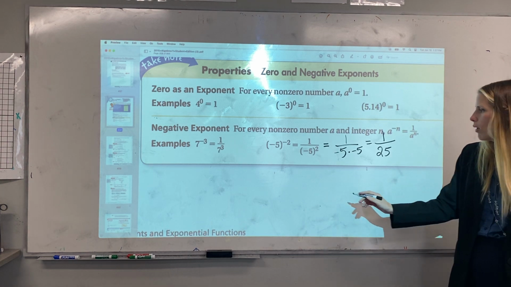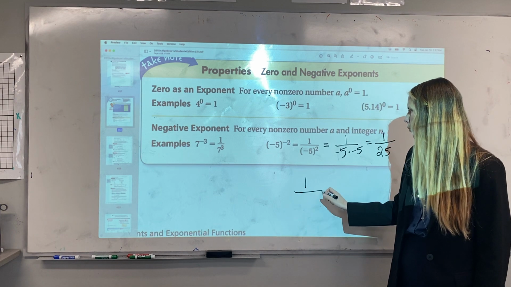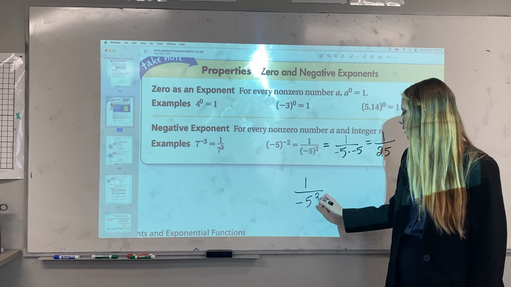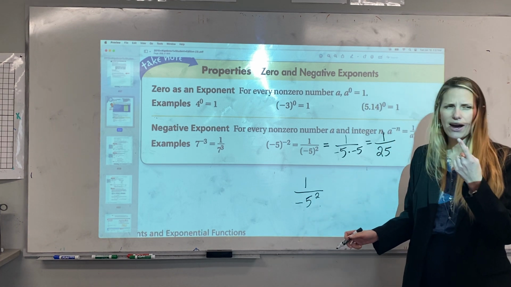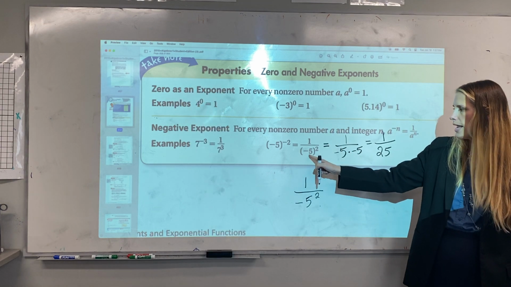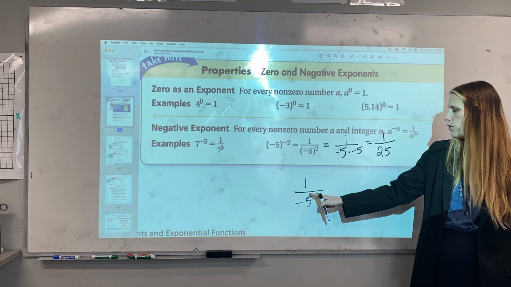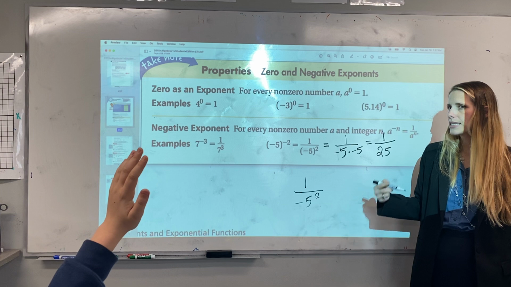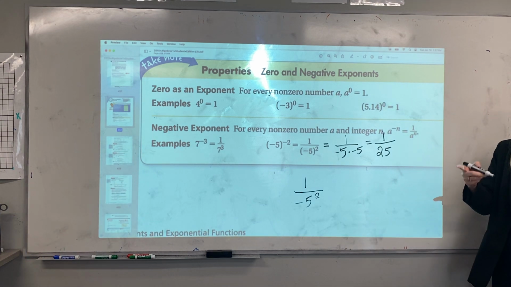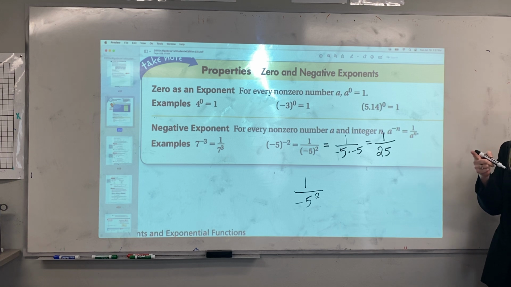What if this said 1 over -5 squared? When I said it out loud, it sounded like the exact same thing. This is 1 over (-5) squared. This is 1 over -5 squared. Sounds like the exact same thing. It does. I know. I wonder why.